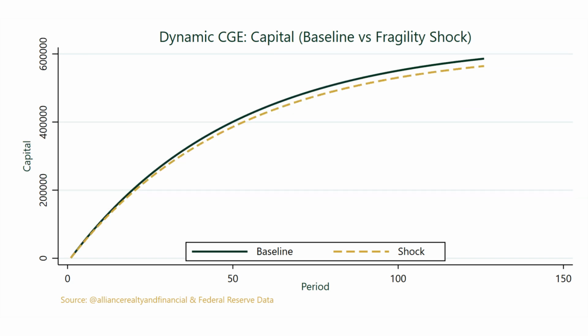This chart shows capital accumulation under both scenarios. If the capital paths are identical, it means investment barely responds to fragility, either because the shock is small, investment sensitivity is low, or other channels in the model are offsetting the effect. But when the paths diverge, that's where the long-run growth and welfare implications emerge. In this case, the shock reduces investment, so capital grows more slowly than in the baseline.